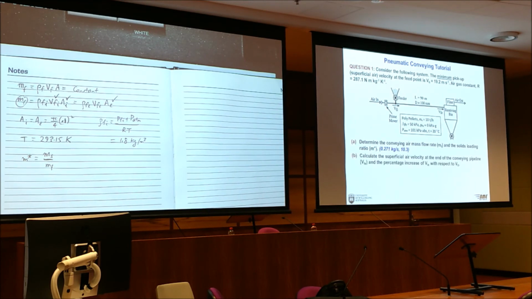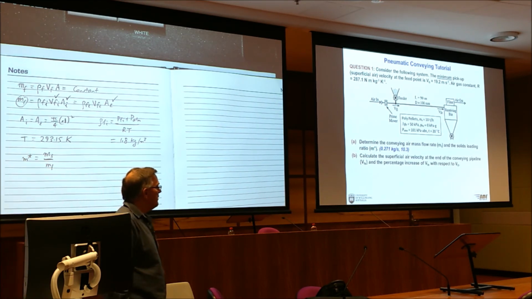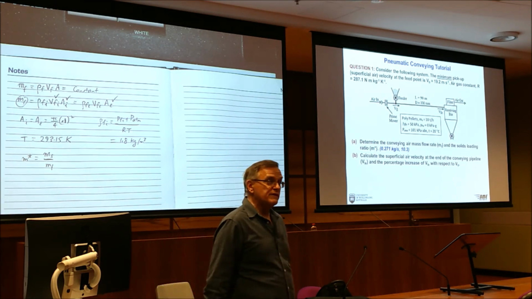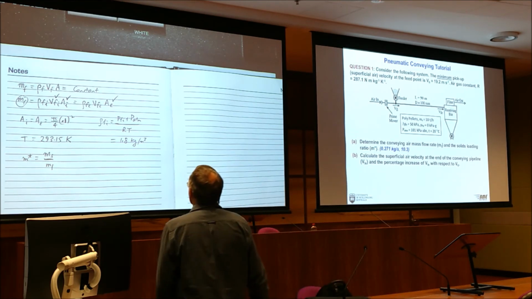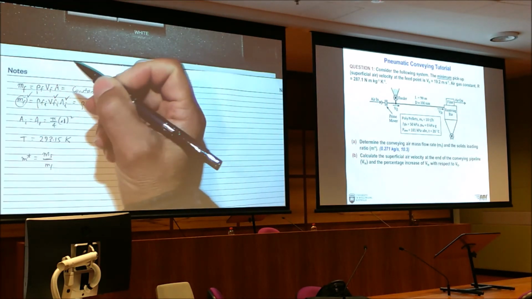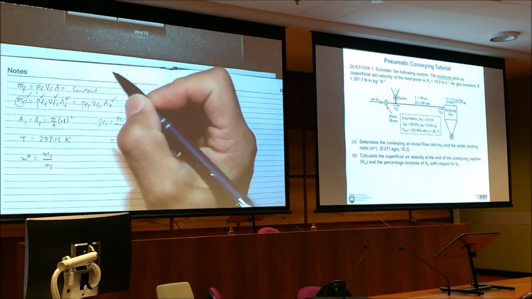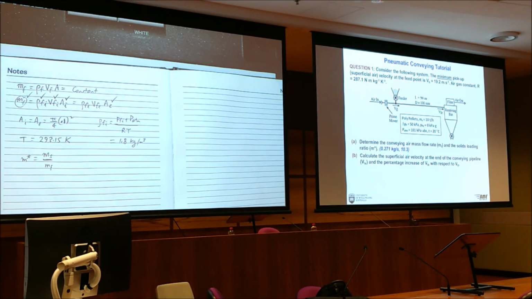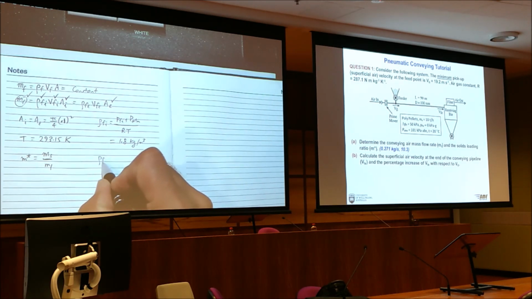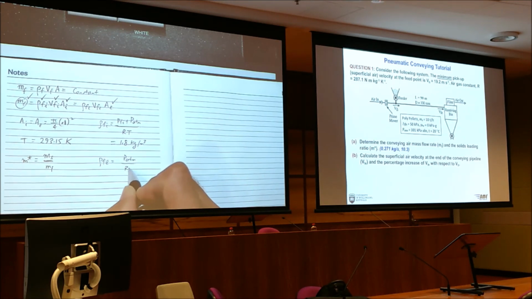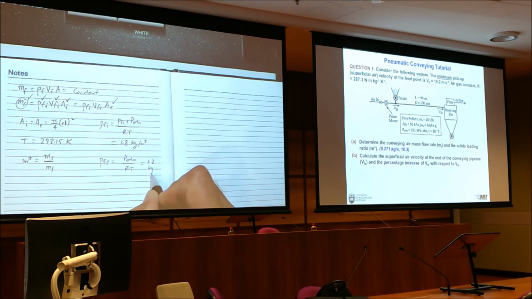Calculate the superficial air velocity at the end of the pipeline and the percentage increase of VFE with respect to VFI. We know VFE is the maximum. What is that maximum? Well, at this point in time, we now know that. Do we know rho FE? Or can we calculate it? Yes, rho FE, it's 101 kilopascals, so atmospheric. Perfect. Okay, 1.2 kilograms per cubic metre.